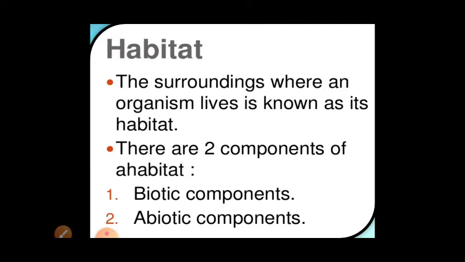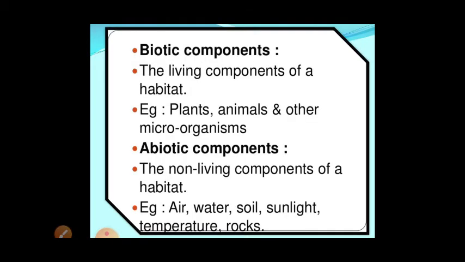There are two components of a habitat: one is biotic components, and the other is abiotic components. What do we mean by biotic components? The living components of a habitat, like plants, animals, and microorganisms, all together are known as the biotic components of a habitat. In the forest we can see different types of plants as well as different animals, and microorganisms which decompose dead animals or plants. All together it is the forest environment.